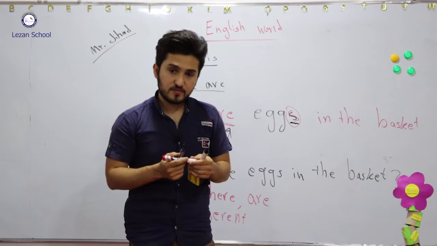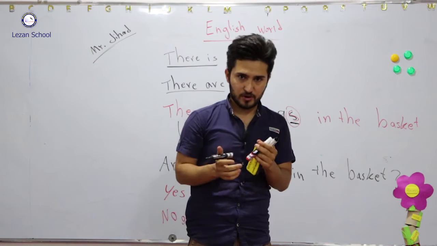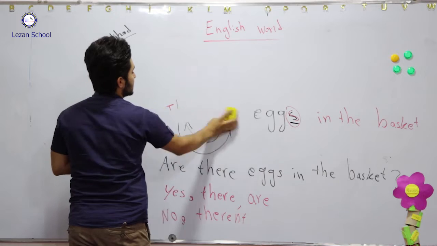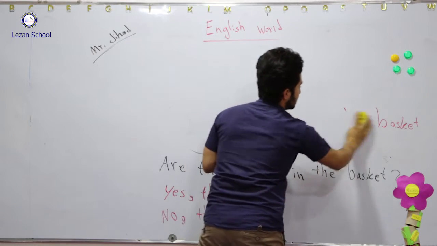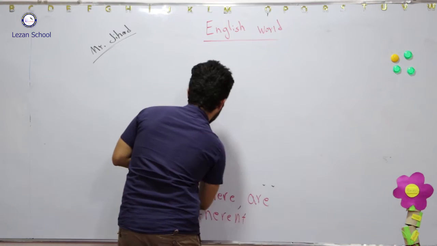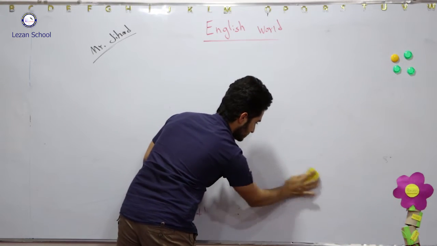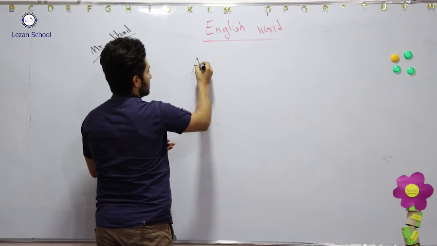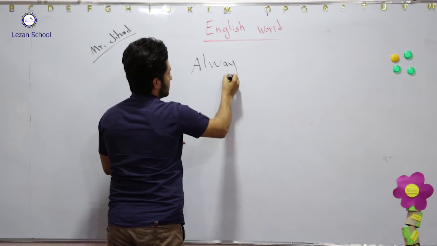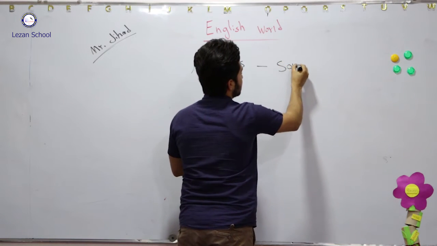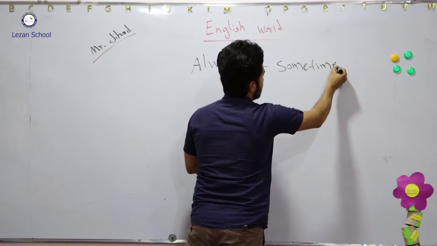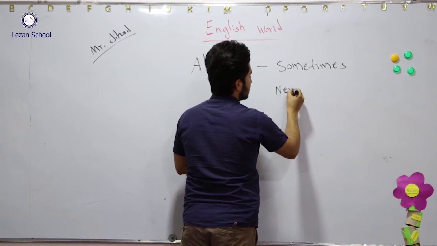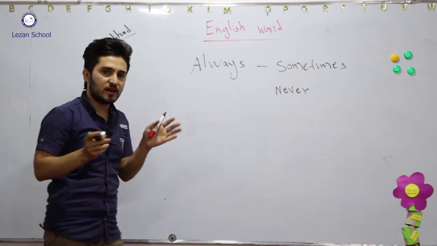And today we have three adverbs of frequency: always, sometimes, and never. We have always, sometimes, and also never. How can we use them?